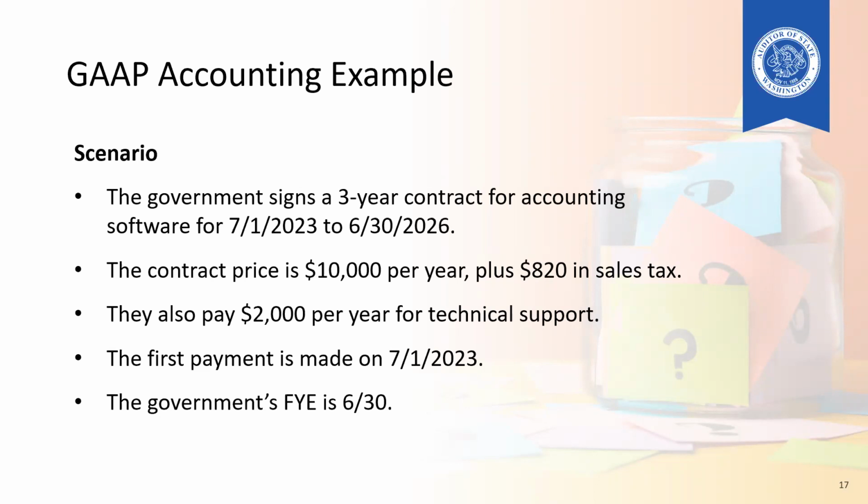Now what about the $2,000 for technical support? That also gets excluded. It is not a part of our liability. Technical support is a service. Your SBITA liability should only include amounts paid for the right to use that software. Both taxes and technical support are not for the right to use the software, so they get excluded.